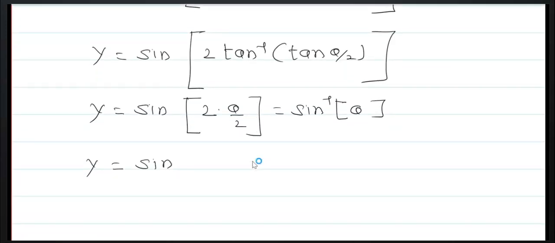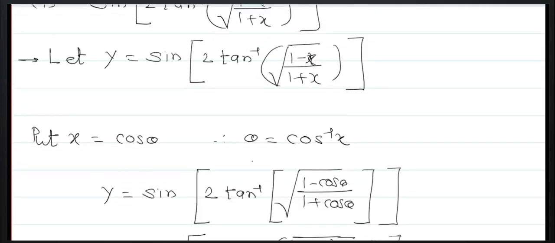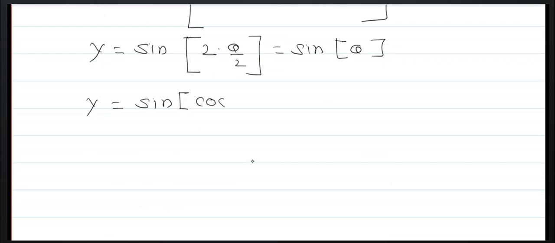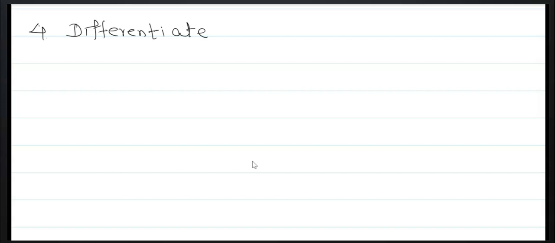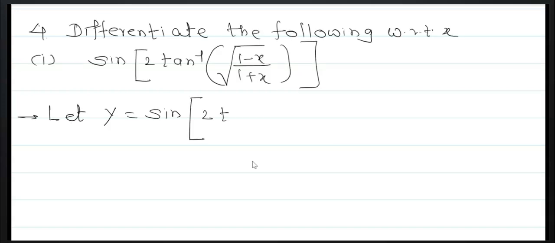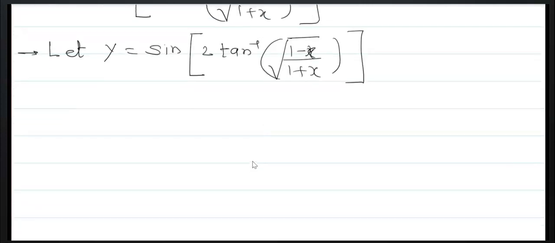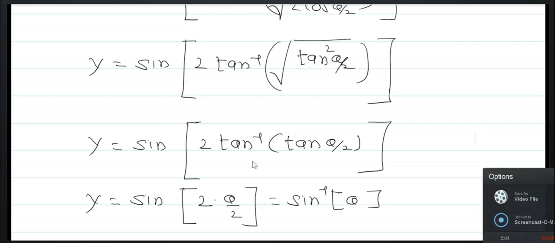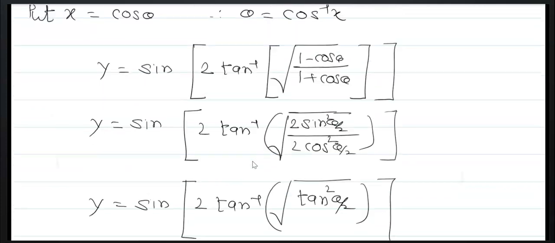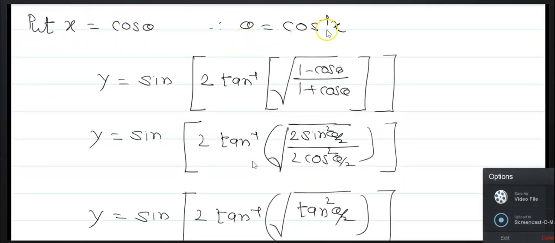It's given in the textbook. See this step by step again. y is equals to 2 tan inverse of root of 1 minus x. I am again showing this. Thus, put x is equals to cos theta. Theta is equals to cos inverse of x. Therefore, y is equals to sine in bracket 2 tan inverse in root of 1 minus cos theta upon 1 plus cos theta. In the textbook, for the hint, we are given that put x is equals to cos of 2 theta, but I have taken only single theta.